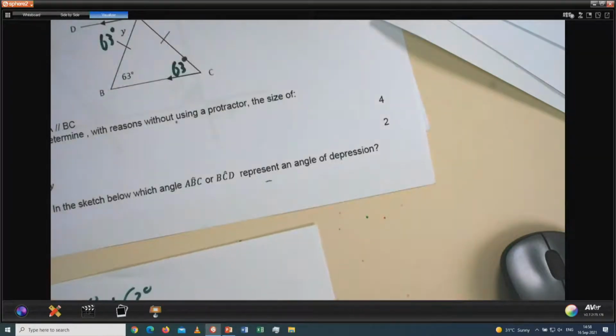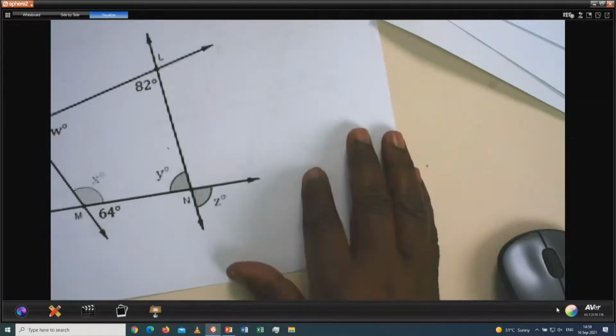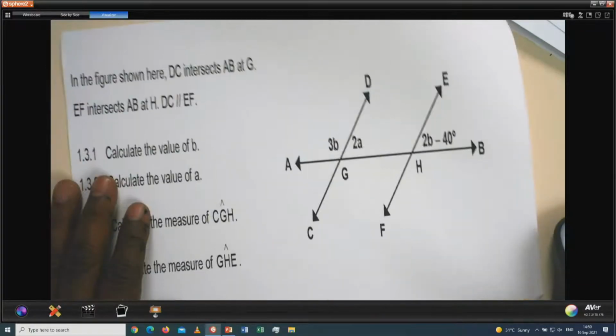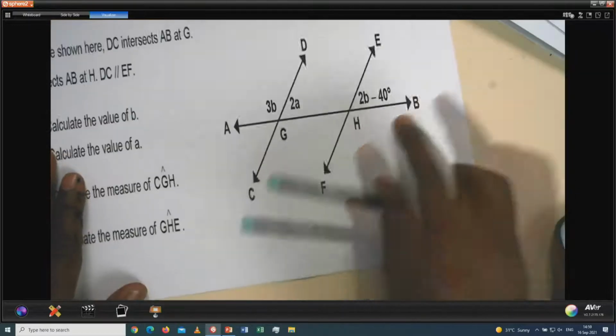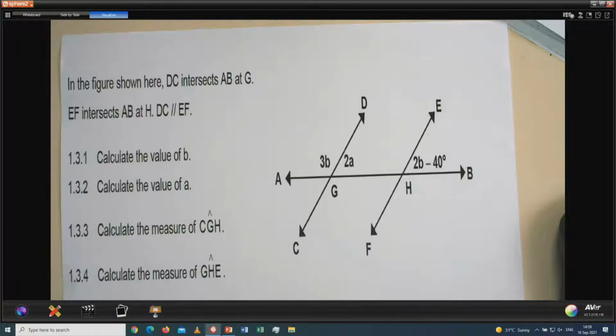Right? All right, let's go to the next one. Let's go to the next question. Okay, before that one, let's analyze here. What do we have here? You need to analyze. Parallel lines. They want the value of B.